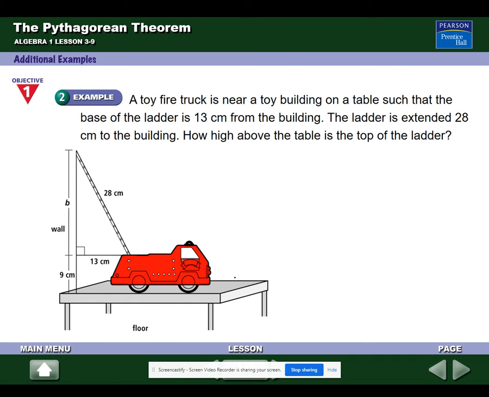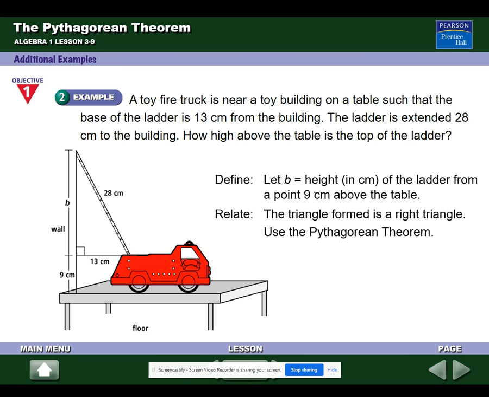That's much like this problem here. I'm not going to do this one, I'm just going to roll through the answers. Basically, you have a right triangle situation where you can find what they're calling b. Make sure you answer the question they're asking, though, because that length combined with 9 would actually be the height to the top of the toy ladder. So 13 squared plus b squared equals 28 squared. Find b, then add it to 9 to actually answer the question.